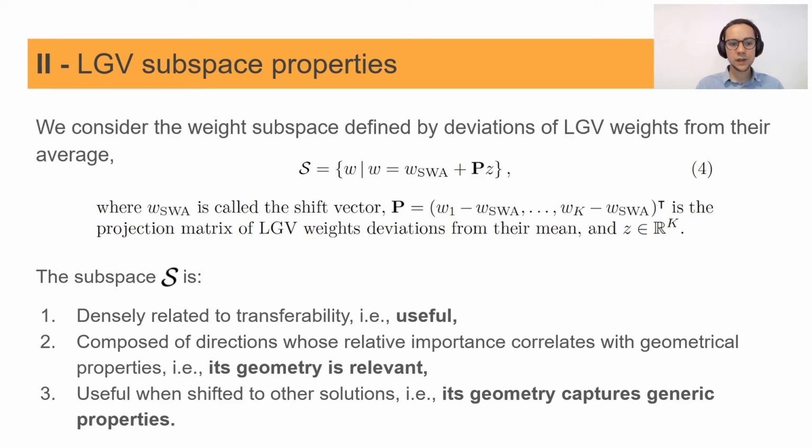We consider the weight subspace defined by the deviation of LGV weights from their average. And we show that this subspace is first densely related to transferability, or it is useful. Second, it is composed of directions whose relative importance correlates with geometrical properties, or its geometry is relevant. And third, it is useful when shifted to other solutions, or its geometry captures generic properties.